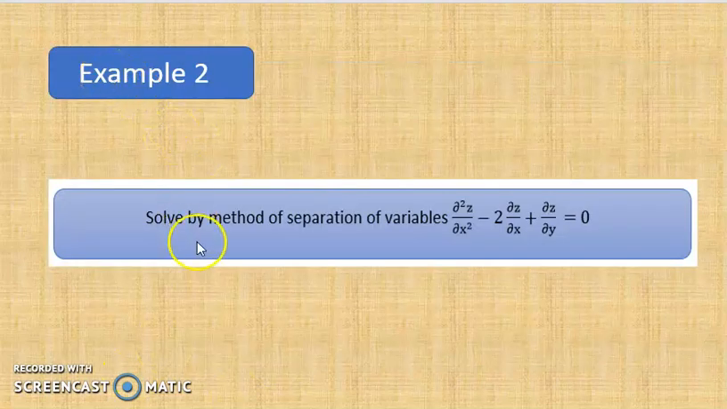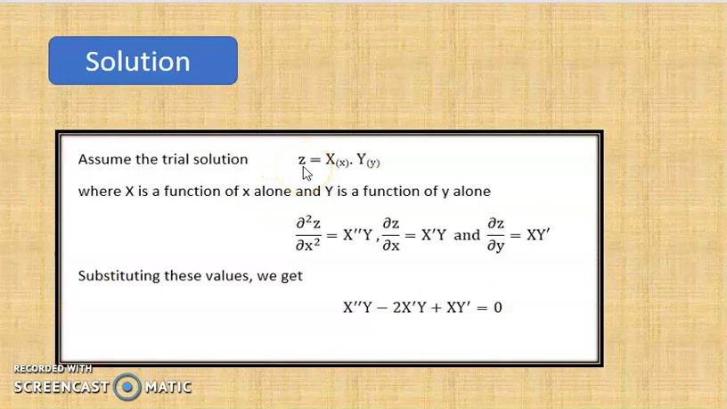Now we consider one more example of method of separation of variables. That is, consider this question. Solve by method of separation of variables: dou square z by dou x square minus 2 into dou z by dou x plus dou z by dou y equal to 0. In this PDE, z is the dependent variable and x and y are the independent variables. So first we assume z equal to capital X of x into capital Y of y. That is, capital X is a function of small x alone and capital Y is a function of small y alone. Now we have to find the partial derivatives.